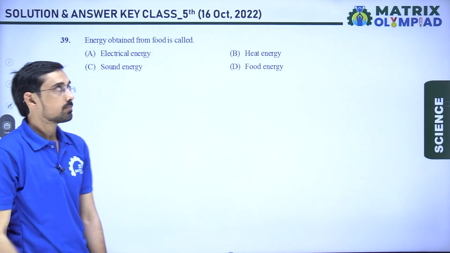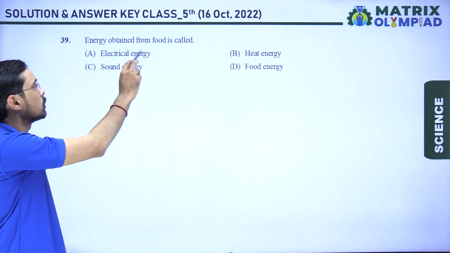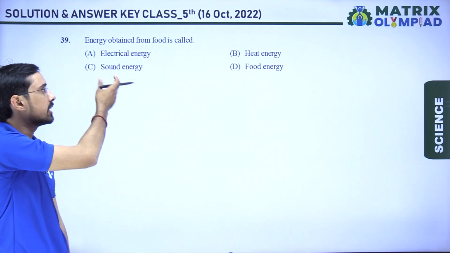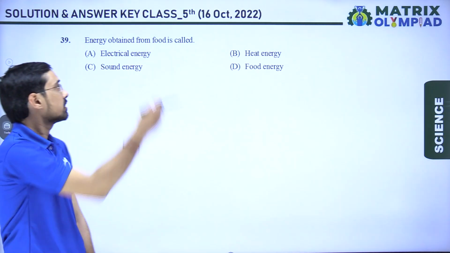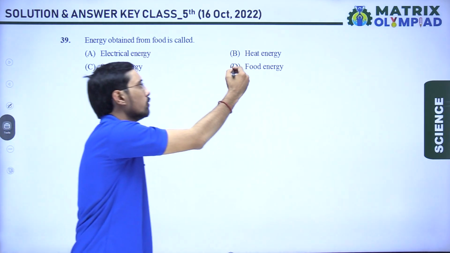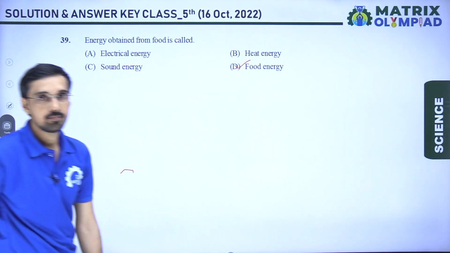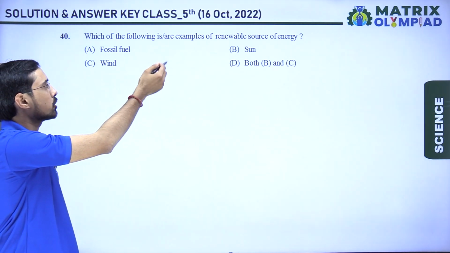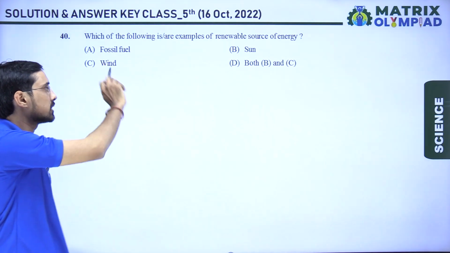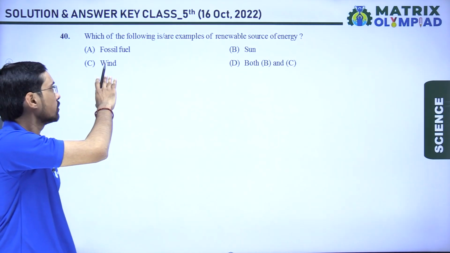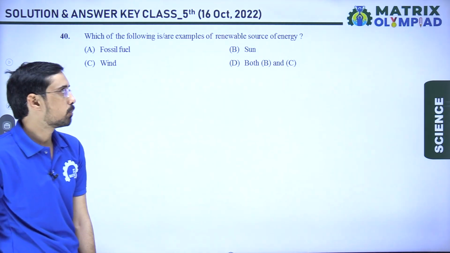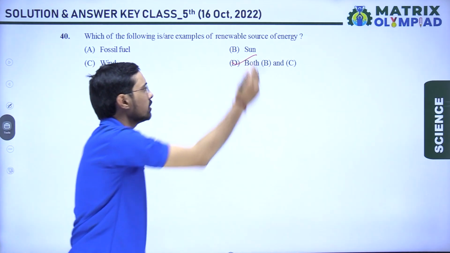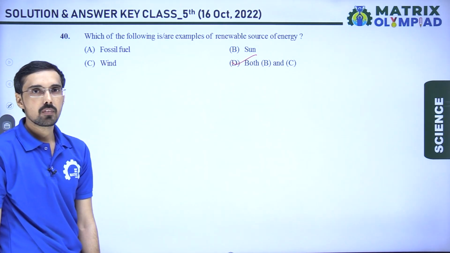Next question is, energy obtained from food is called. First option electrical energy, heat energy, third is sound energy, and last is food energy. The energy which we get from food is known as food energy. So option is D. Next question is, which of the following are examples of renewable source of energy? First is fossil fuel, second is sun, third is wind, and last one is both B and C. So the correct answer is sun and wind. It is given in option D, both B and C.